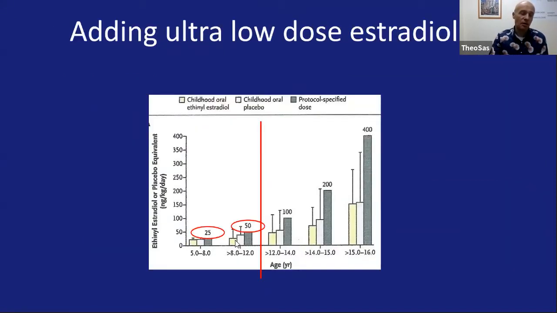And this is the study of Judith Ross, which was published 10 years ago. She gave ethinyl estradiol. That's not what we advise nowadays, but she gave it in addition to growth hormone, even before the age of 12, in a very low dose. And she decreased the dose when there was breast development or acceleration of bone age.